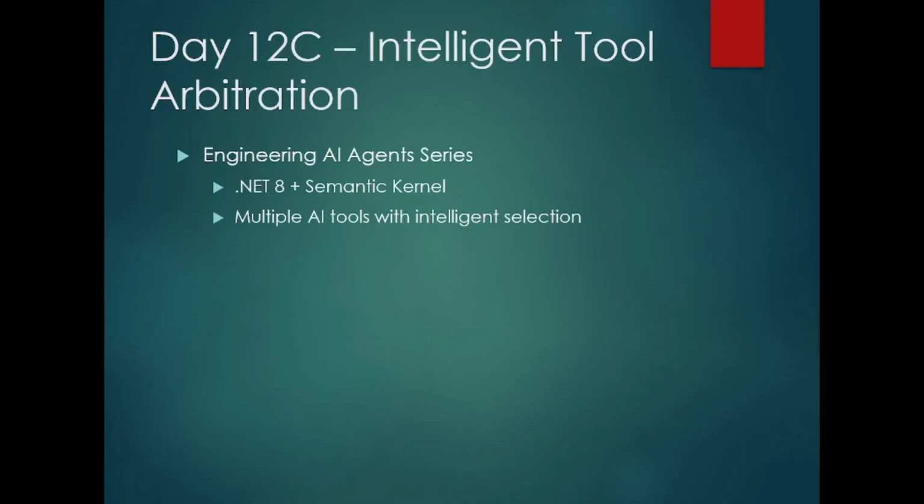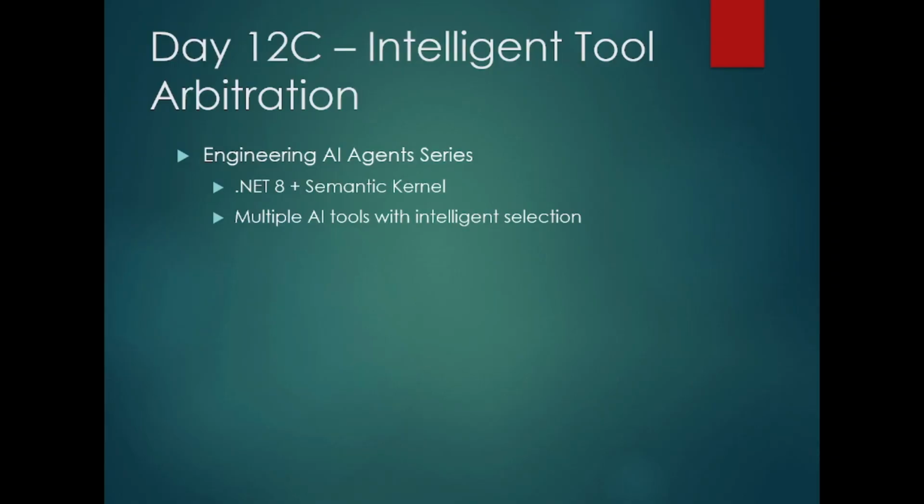So for initial understanding, go through day 12B to see how the tooling function works in Agentic AI. Day 12B was the enforcement of the tooling, and 12C is intelligent arbitration. When I say intelligent tool arbitration, it means more than one tool function will be used for the Agentic AI, so a choice can be made by the Agentic AI. That's the advantage in day 12C.